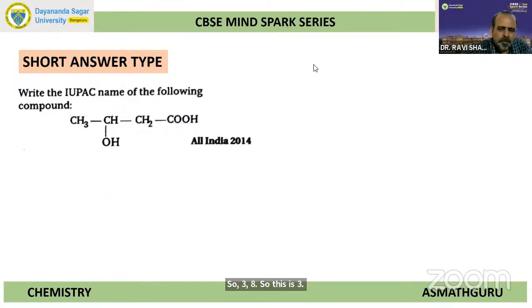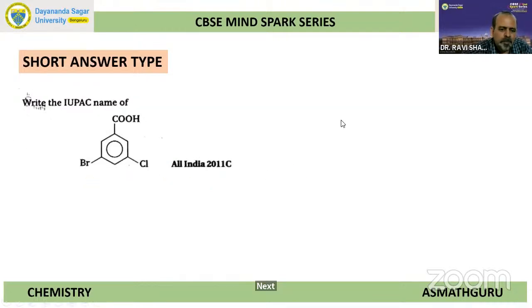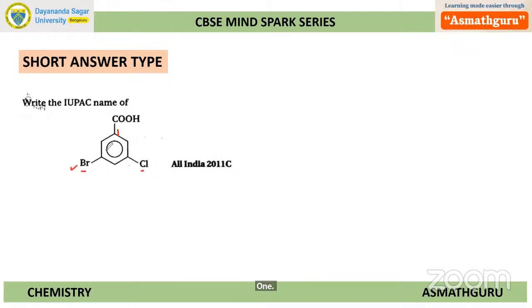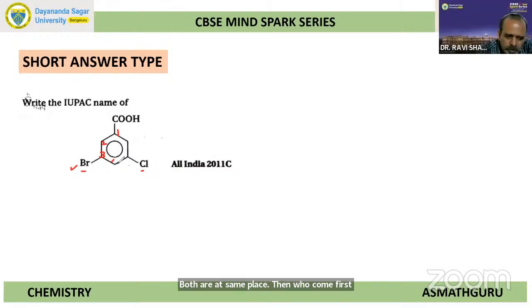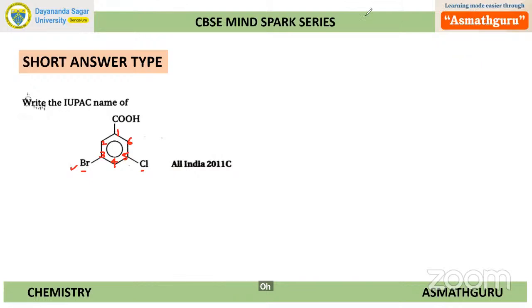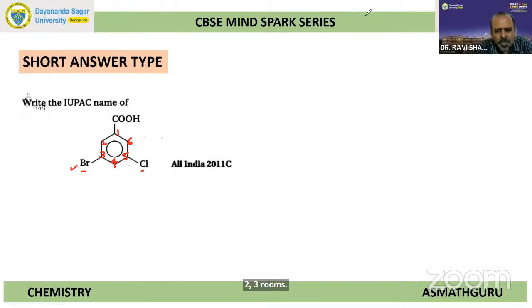Next. What is this molecule? Always the COOH should be given first priority, position 1. Then both are at the same place, so who comes first? Bromo, by alphabetical order. 1, 2, 3, 4, 5. 3-bromo-5-chlorobenzoic acid.